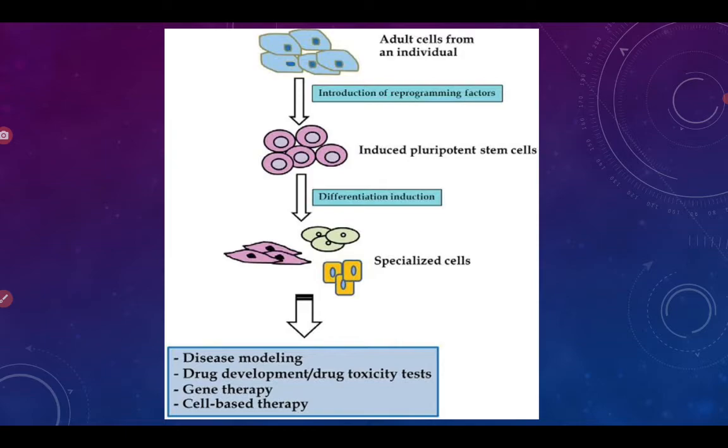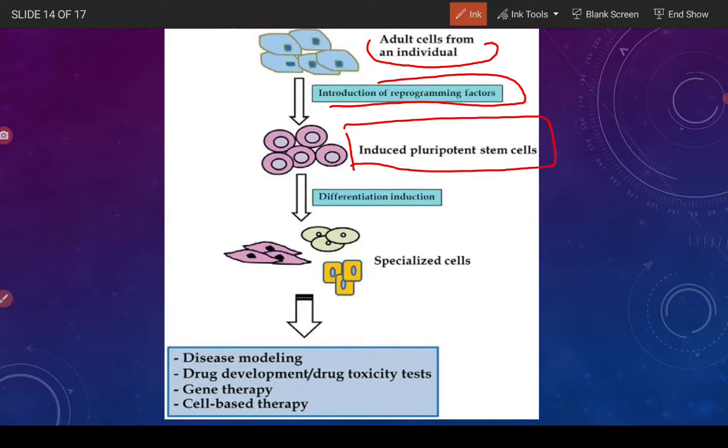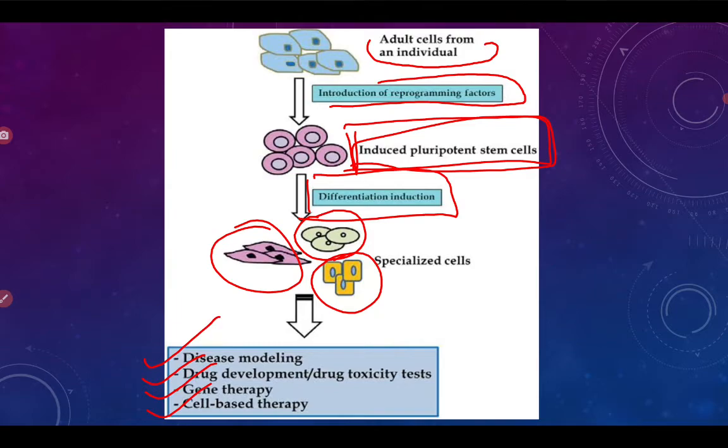So let's see this. Adult cells from the individual, we gave them reprogramming factors. What happens is they are converted into induced pluripotent stem cells, and then we differentiate them, we give them differentiation induction, and they could form any kind of muscle cell, ectodermal cell, or any kind of blood cell, right? Whatever we need for the patient we could form using these induced pluripotent stem cells. These are used in disease modeling, drug development, drug toxicity tests, gene therapy, and cell based therapy.